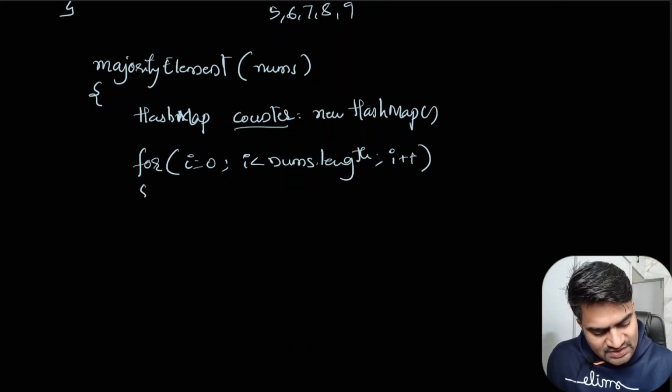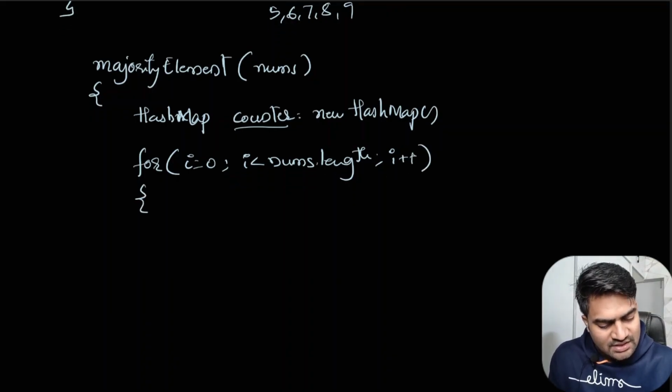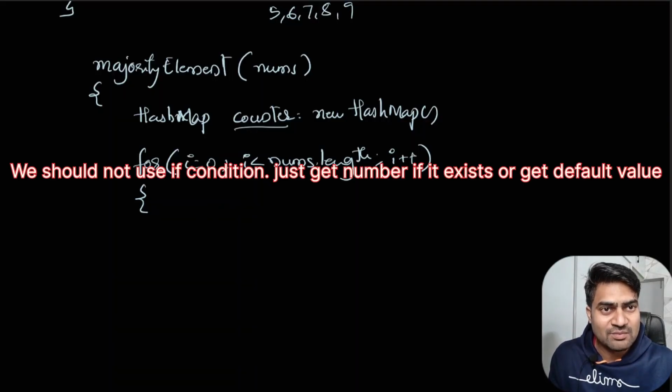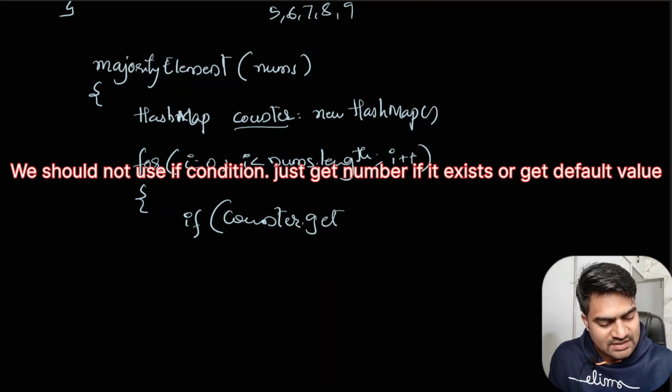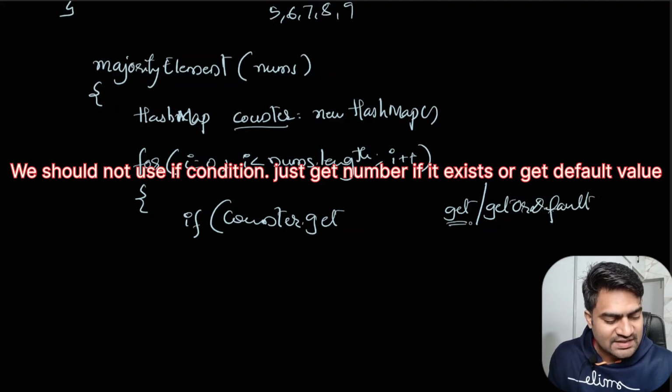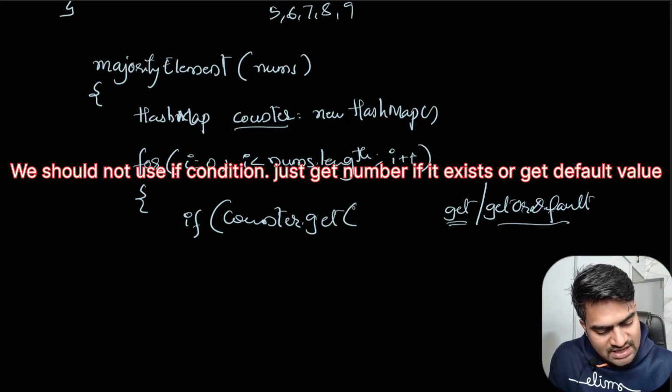Okay, so with this, I will check if the number is already there in the counter, then I will increment the count. If counter.get, in some languages it is get, and in some languages it is getOrDefault. So in JavaScript it is get, and in Java it is getOrDefault. I'll simply take get for now, and I will pass nums[i].